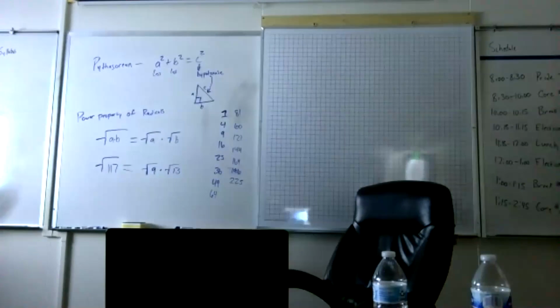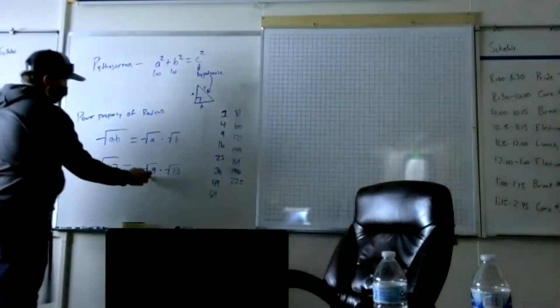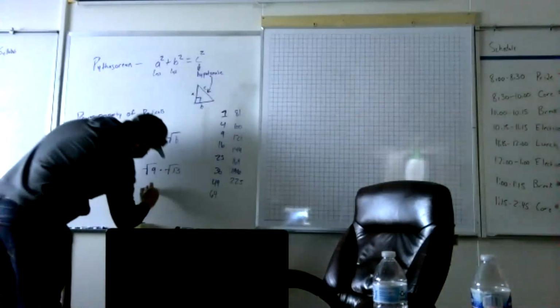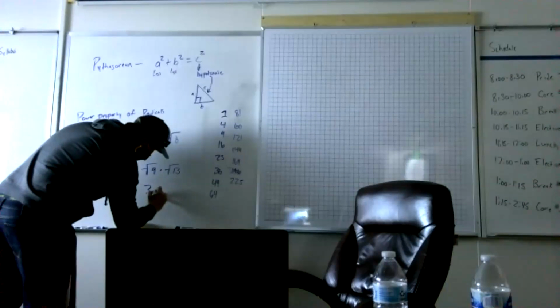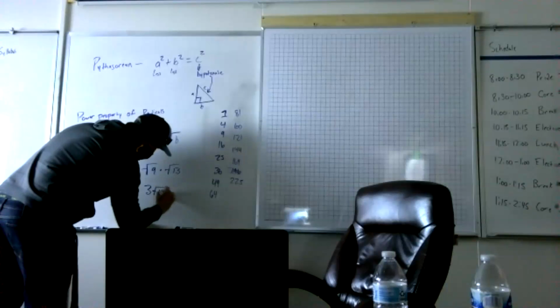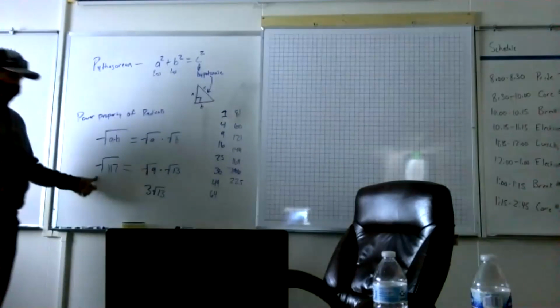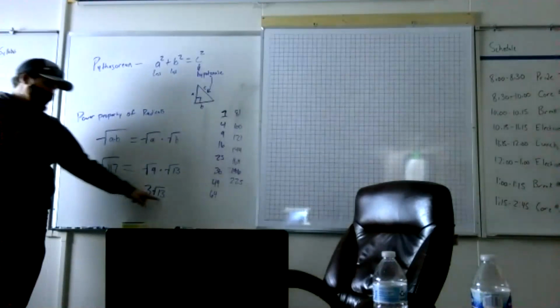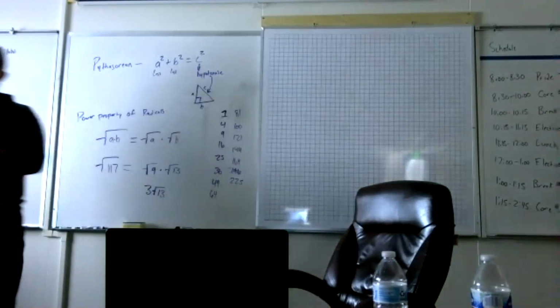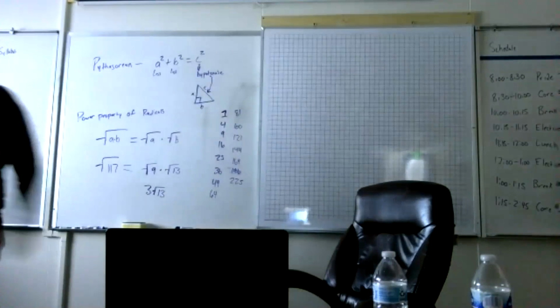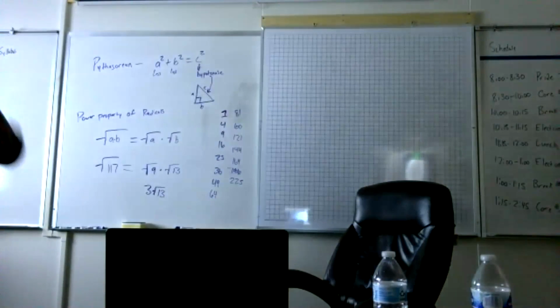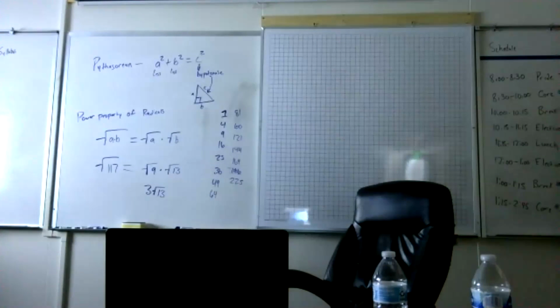Okay, at this point, we know the square root of 9 is 3. So our exact answer for the square root of 117 is 3 times the square root of 13. We can't break 13 down any farther, but that is the simplest, most exact answer that we can give.